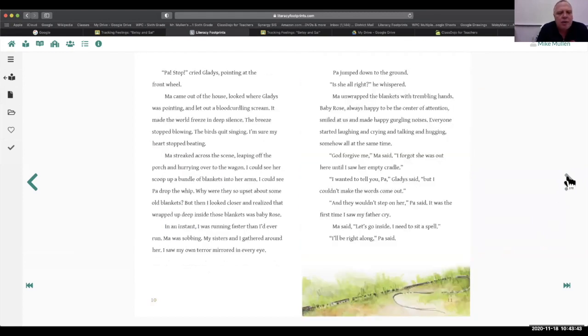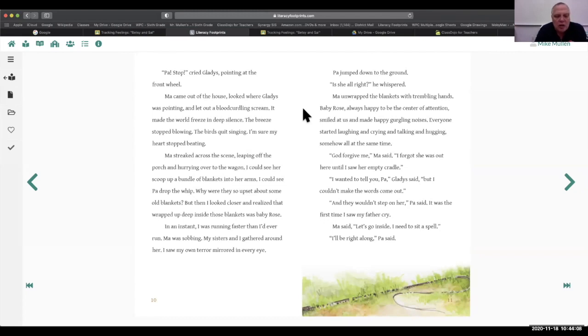Pa, stop, cried Gladys, pointing to the front wheel. Ma came out of the house, looked where Gladys was pointing, and let out a blood-curdling scream. Again, see how it's getting more and more intense? It made the world freeze in deep silence. The breeze stopped blowing, the birds quit singing. I'm sure my heart stopped beating.